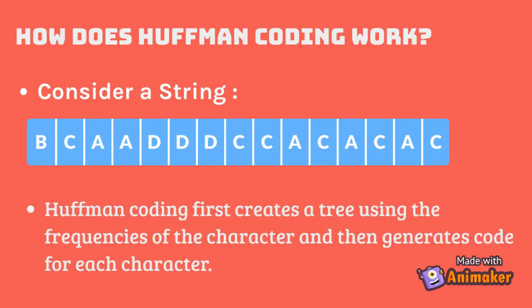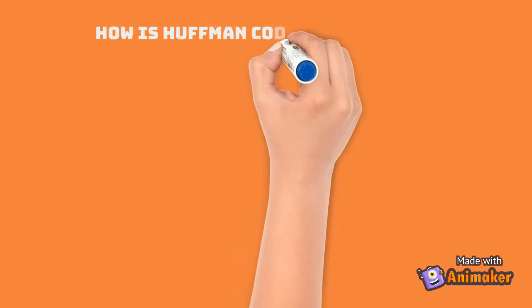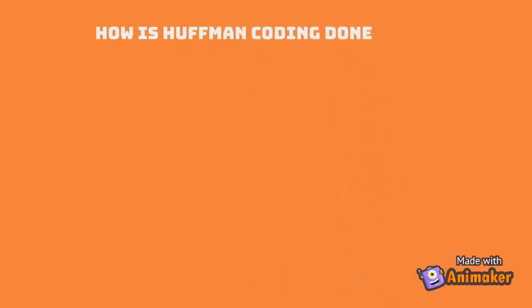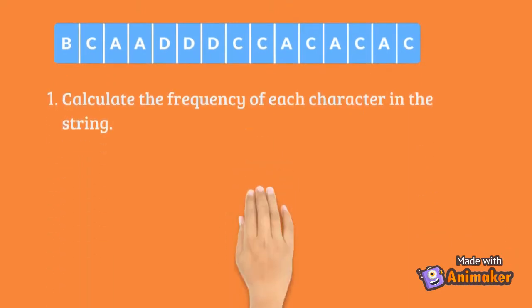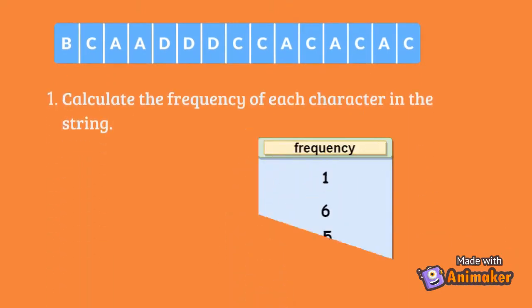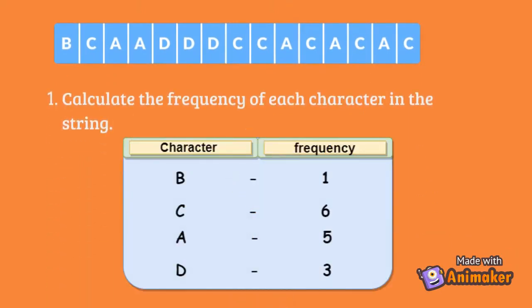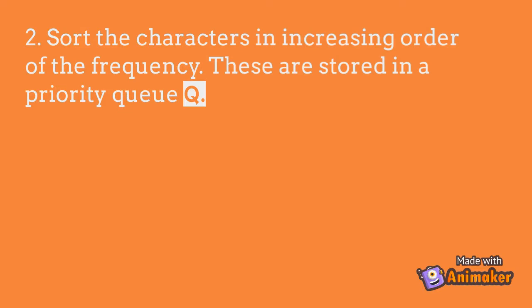The Huffman coding first creates a tree using the frequencies of the character, and then generates code for each character. Let us now see how is Huffman coding done. Consider the same string shown before. At first, calculate the frequency of each character in the string, as shown below. Secondly, sort the characters in increasing order of the frequency. These are stored in a priority queue.